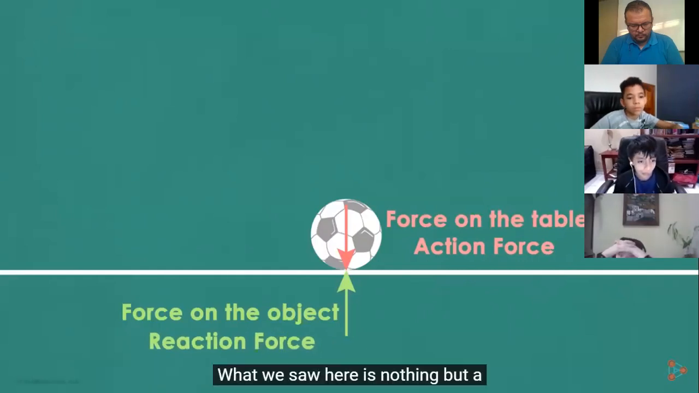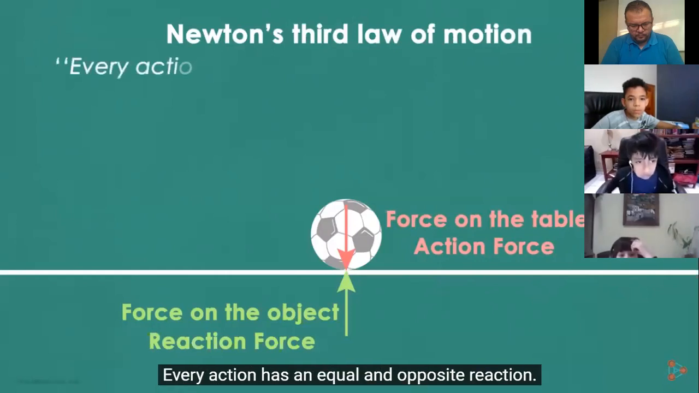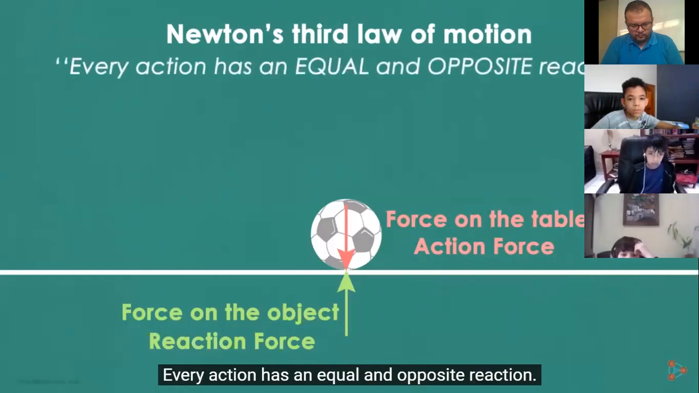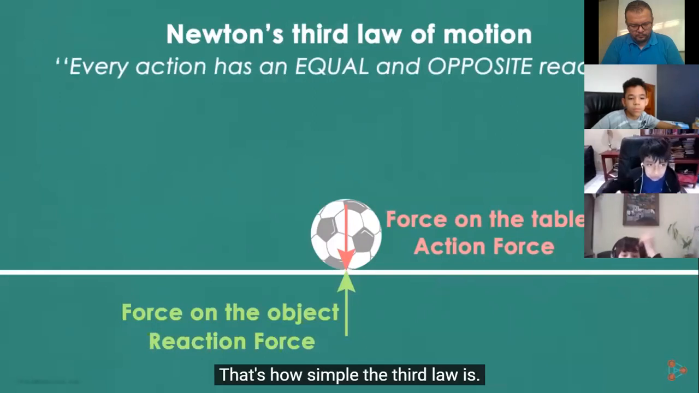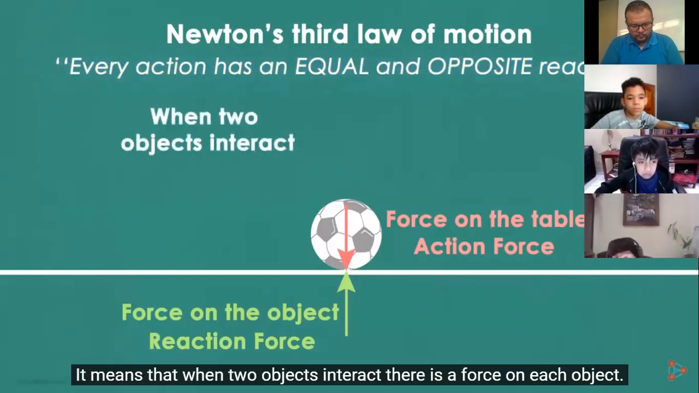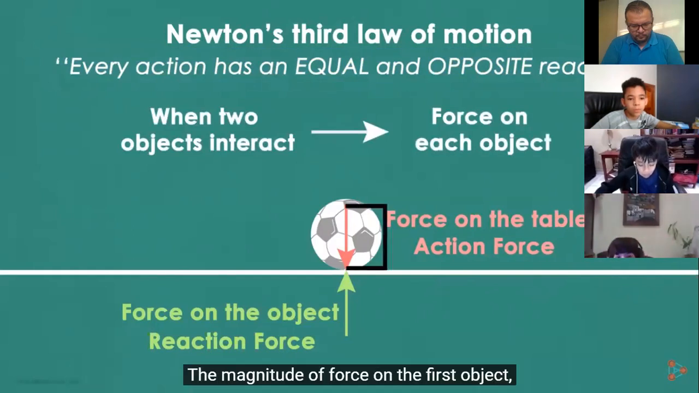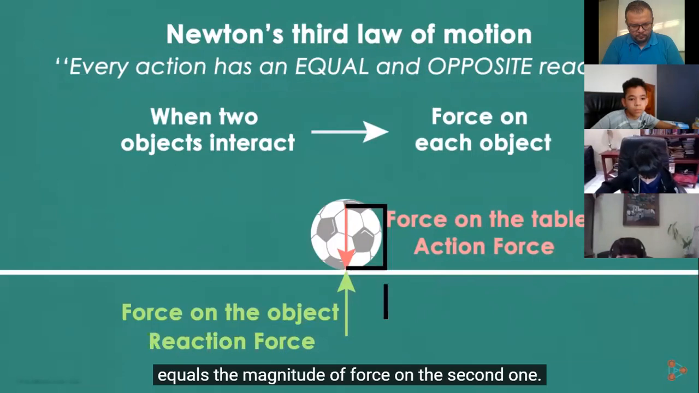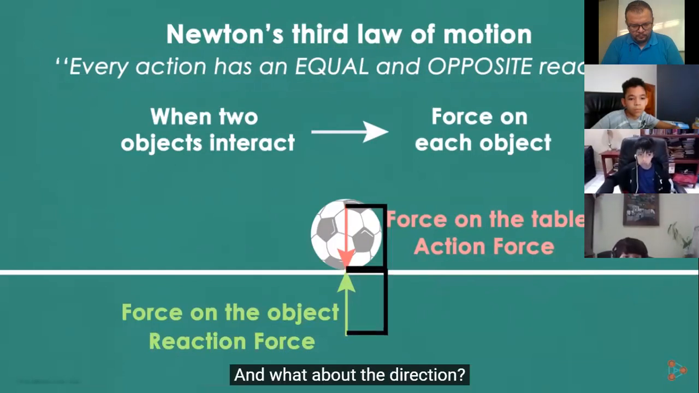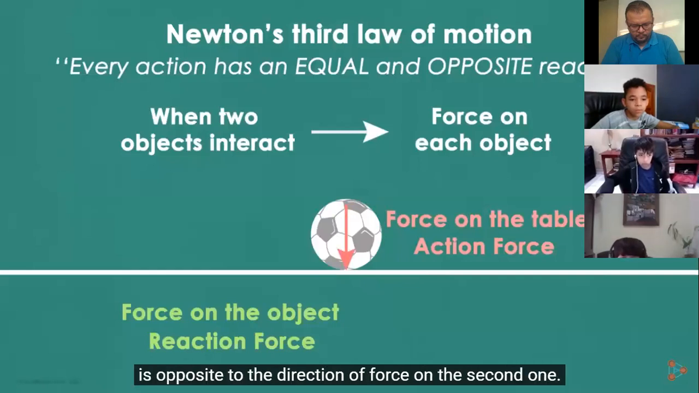What we saw here is nothing but a display of Newton's third law of motion. Every action has an equal and opposite reaction. That's how simple the third law is. It means that when two objects interact, there is a force on each object. The magnitude of force on the first object equals the magnitude of force on the second one. And what about the direction? The direction of force on the first object is opposite to the direction of force on the second one.